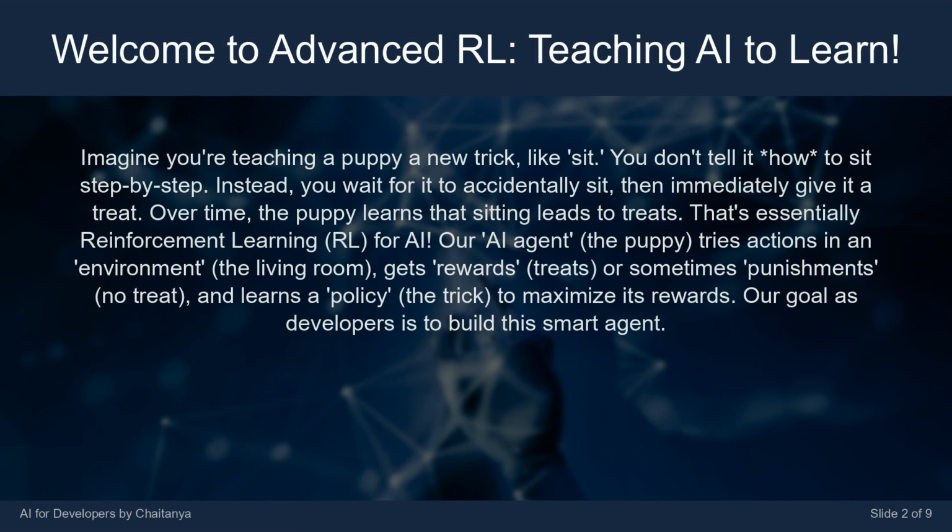Imagine you're teaching a puppy a new trick, like sit. You don't tell it how to sit step by step. Instead, you wait for it to accidentally sit, then immediately give it a treat. Over time, the puppy learns that sitting leads to treats. That's essentially reinforcement learning, RL, for our AI agent.